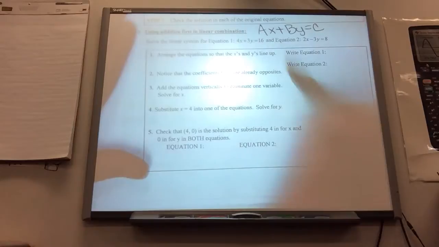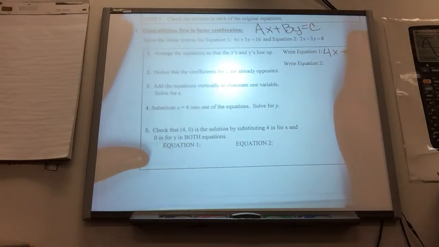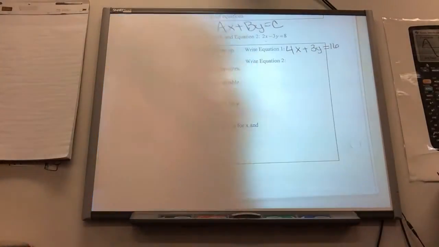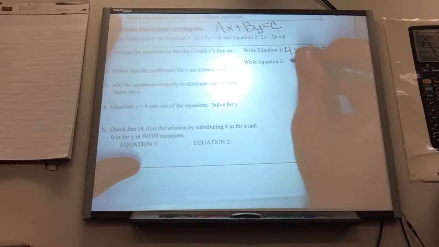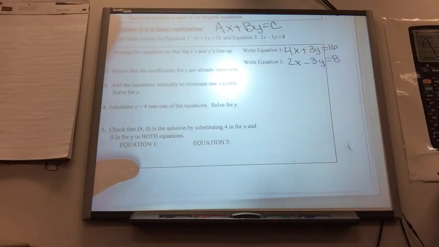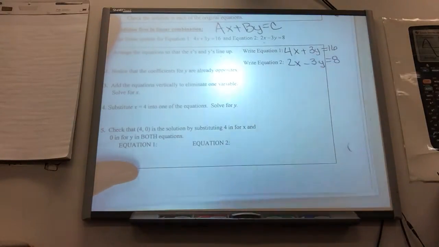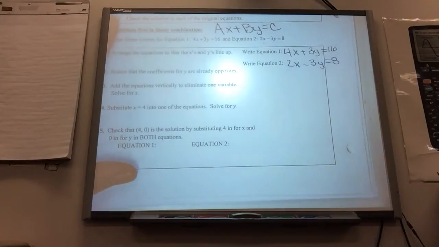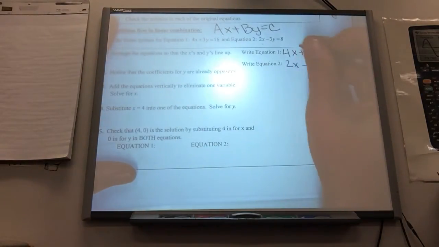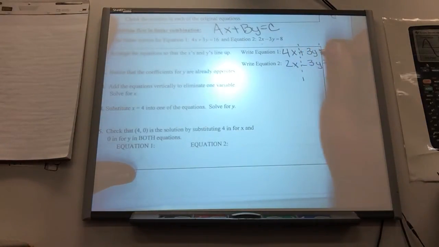So here's my first equation: 4x plus 3y equals 16. Here's my second equation: 2x subtract 3y equals 8. Now this particular equation, it would be absolutely silly not to use this method because it's going to work out perfectly here. It's not always going to be so nice right away, and we'll see that in a second. But we've lined up, so we basically created columns here.